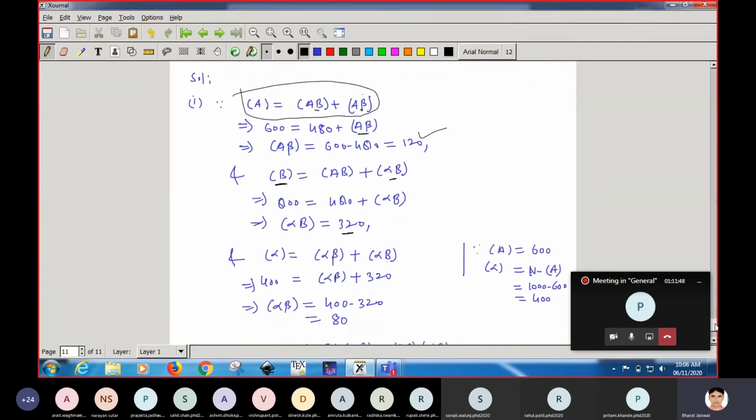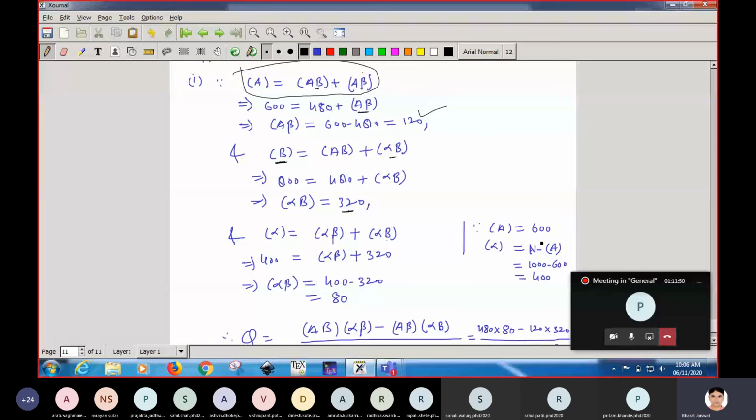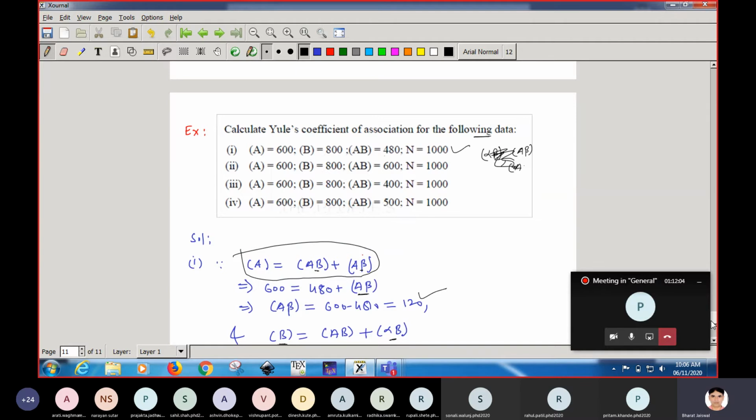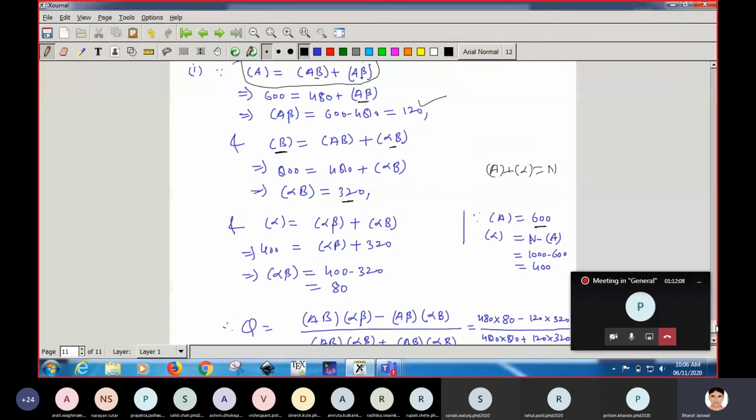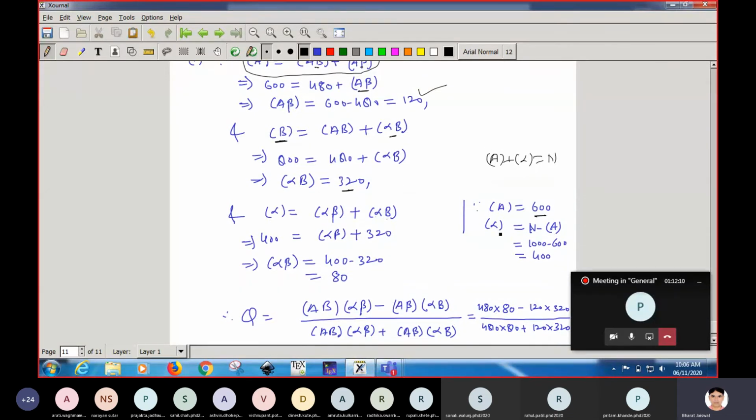Look, the value of A is 600, and this is the formula: A plus alpha is equal to capital N. A is 600, and capital N is 1000. So you can calculate alpha, that is the frequency of the absence of the attribute A, that is 400. If we put 400 here, you can easily calculate alpha beta.